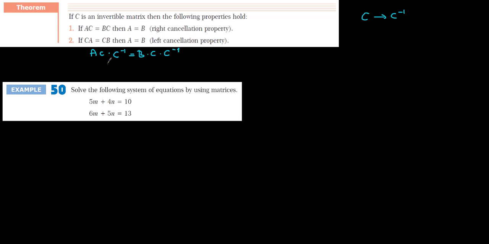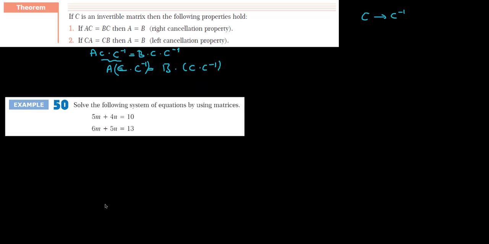And here we can associate these two. A times C times C inverse is going to be equal to B times C times C inverse, and then this is equal to A times identity, equal to B times identity, and A is equal to B. It should be.